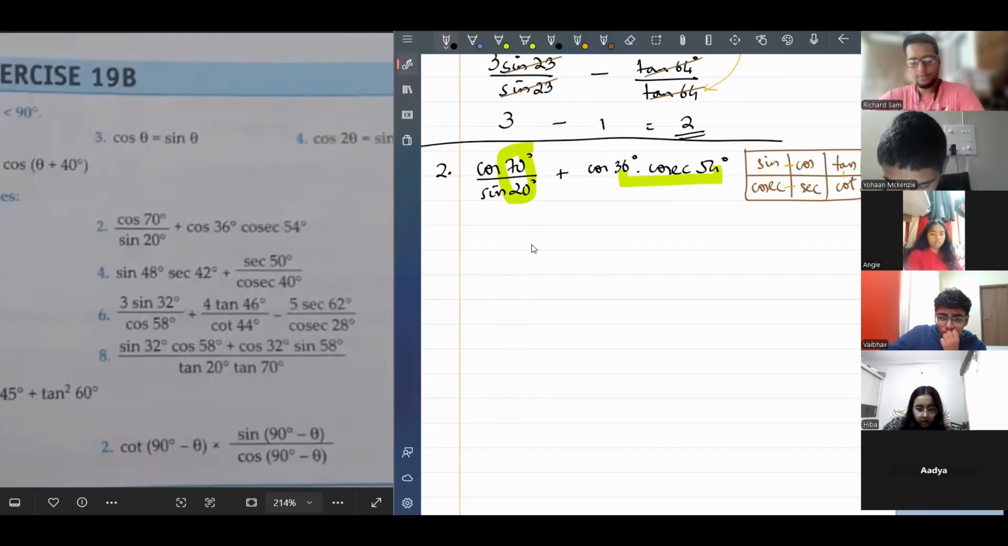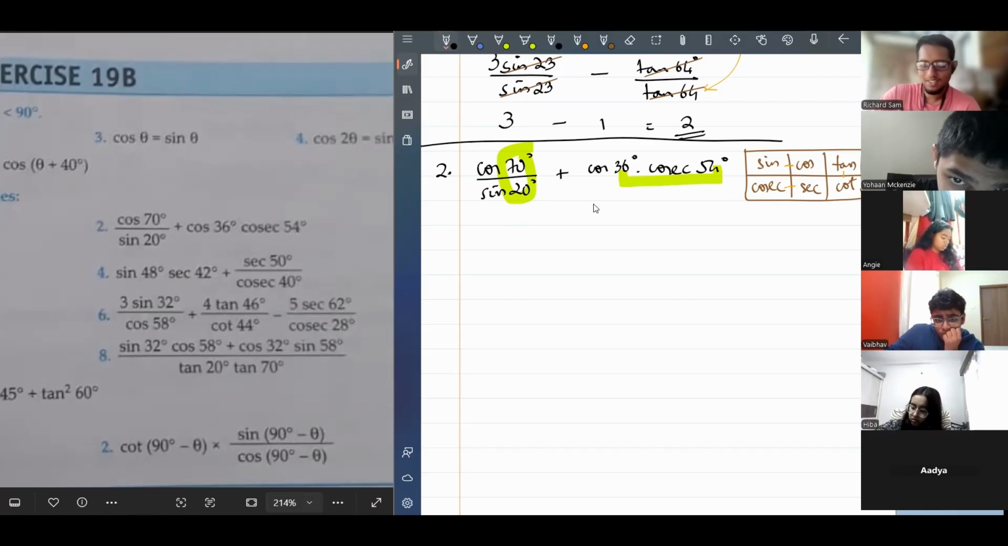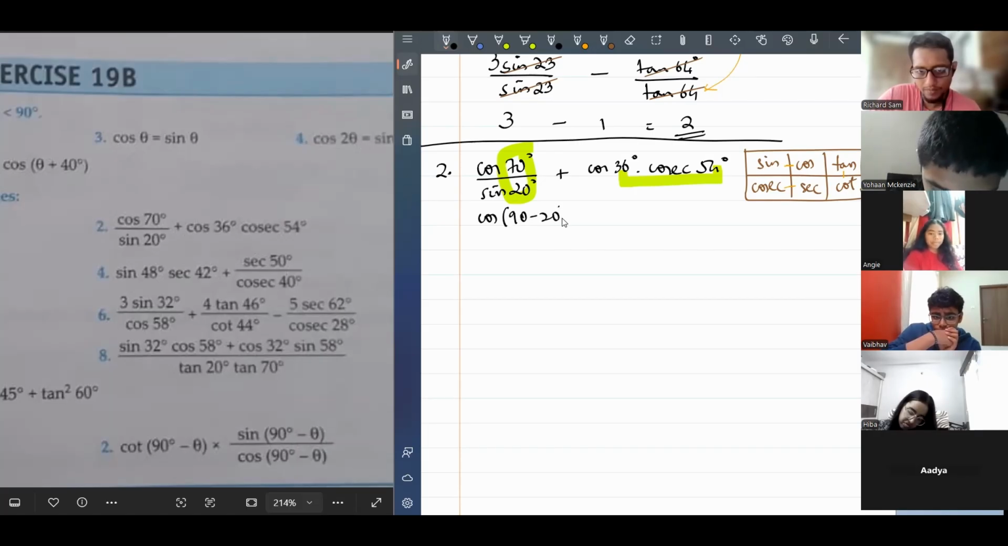Okay, did anyone get anything? Okay, here, for those of you who didn't get it, watch. So we saw that 70 and 20 add up to 90, which means we have to make them the same. So cos 70, let's change the numerator this time. We'll write it as cos(90 minus 20). Denominator, we leave it as it is.